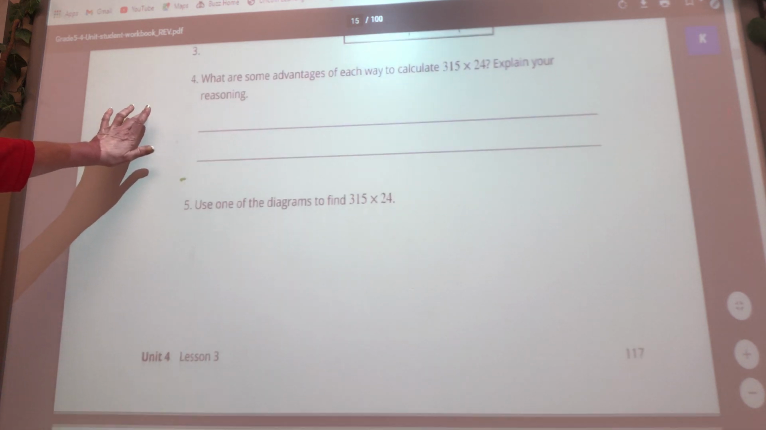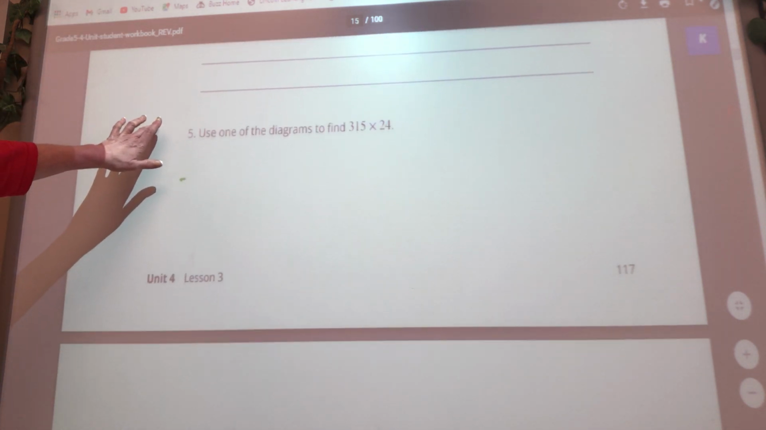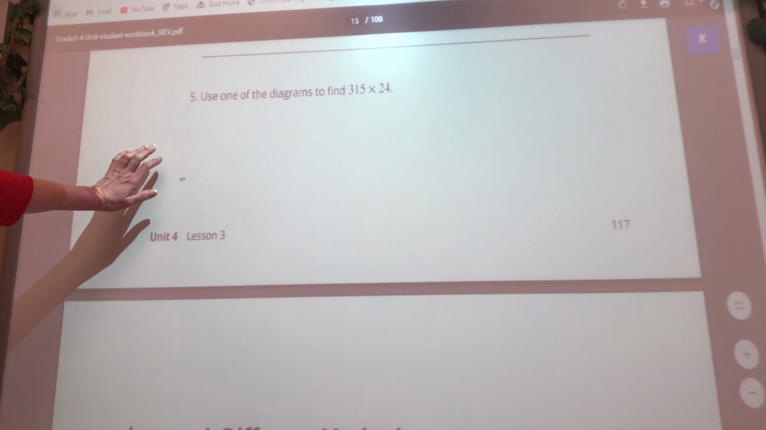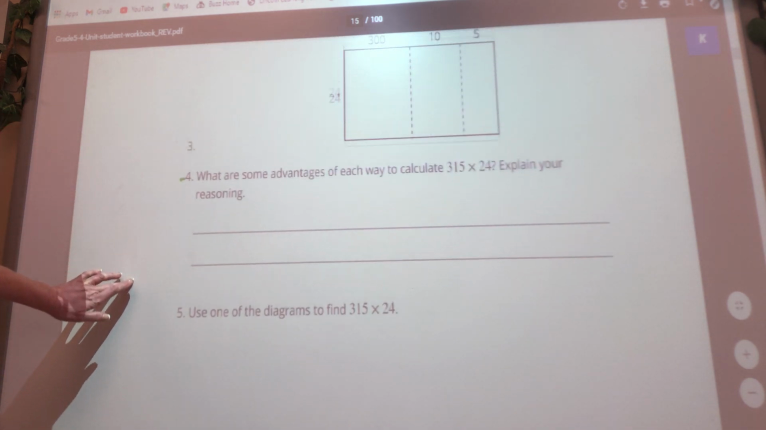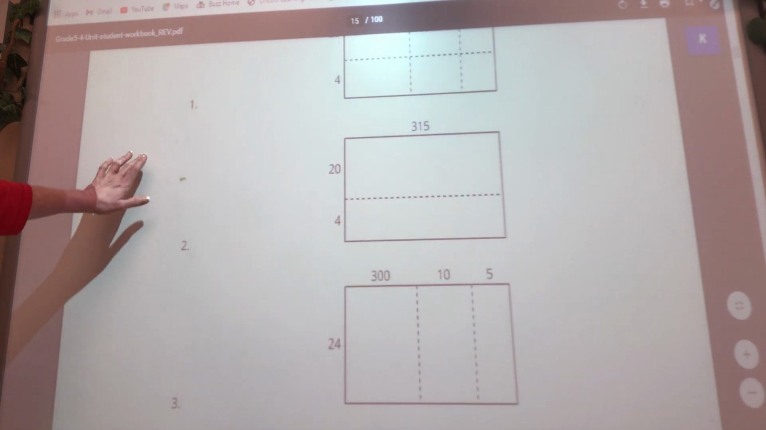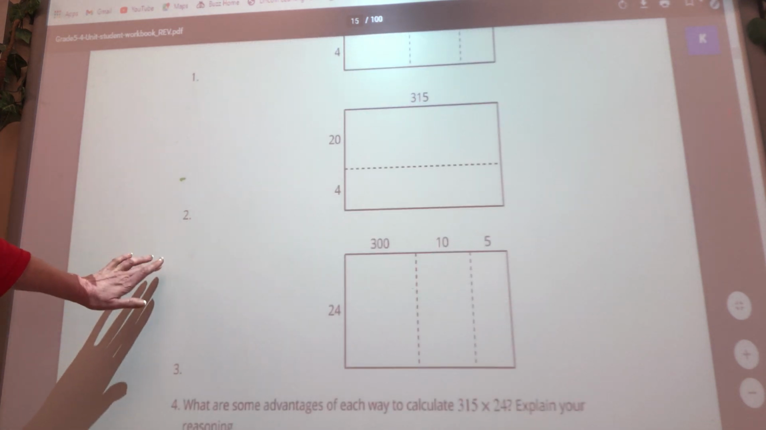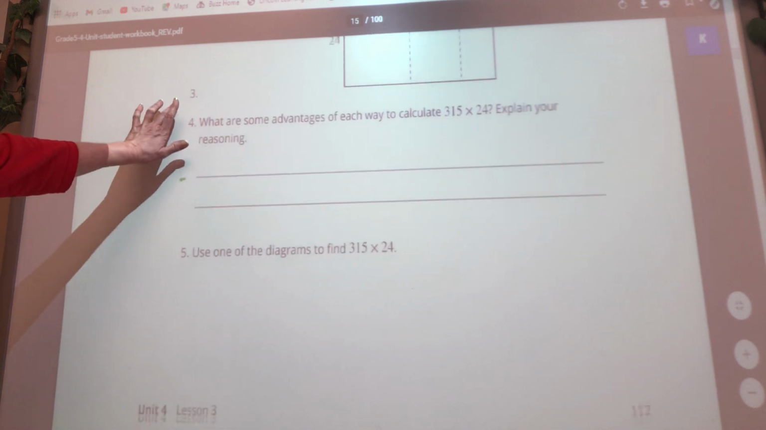Okay, we just talked about that, and we just did that. All right, so we went ahead and we used all of our diagrams and we found that it was the same answer all the way through.